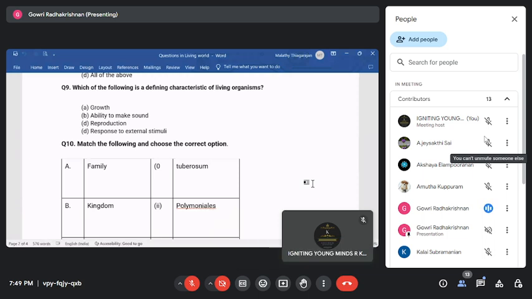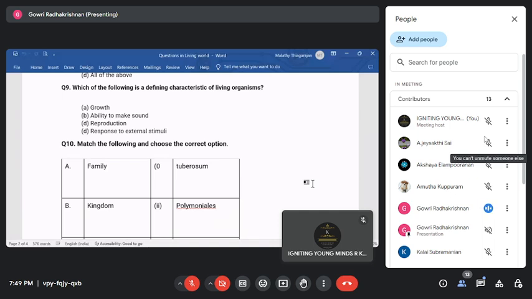So growth is not defined only for living organisms. Growth is an ambiguous word, isn't it? It can be used for anything. So we cannot confine growth to living organisms.